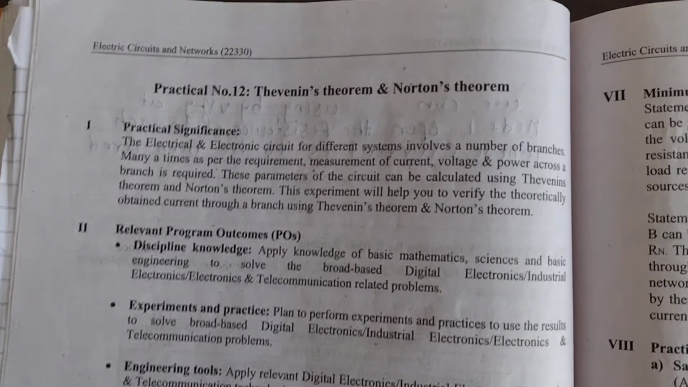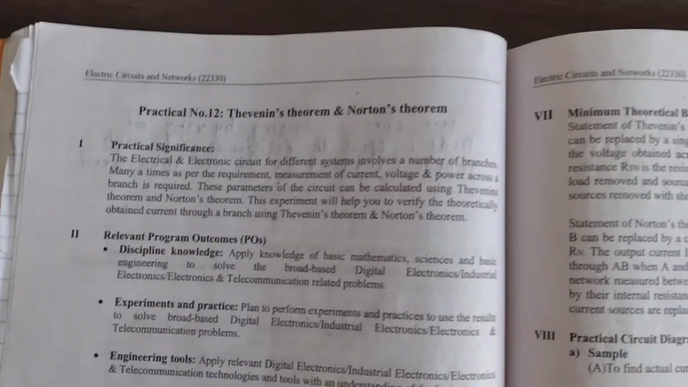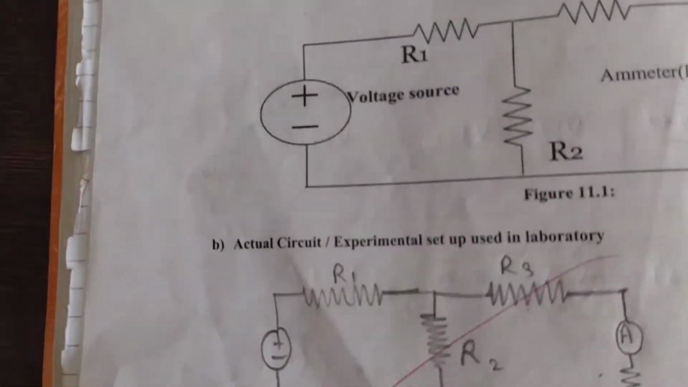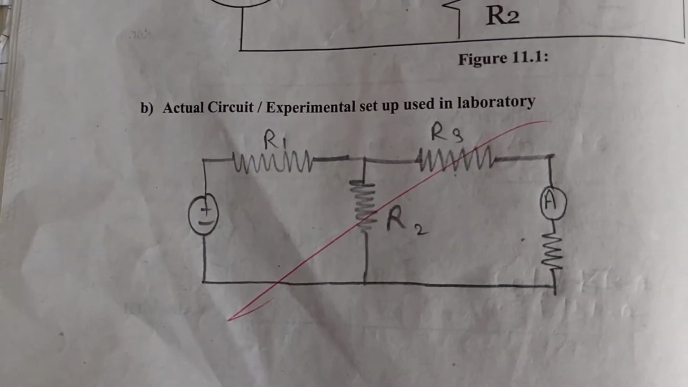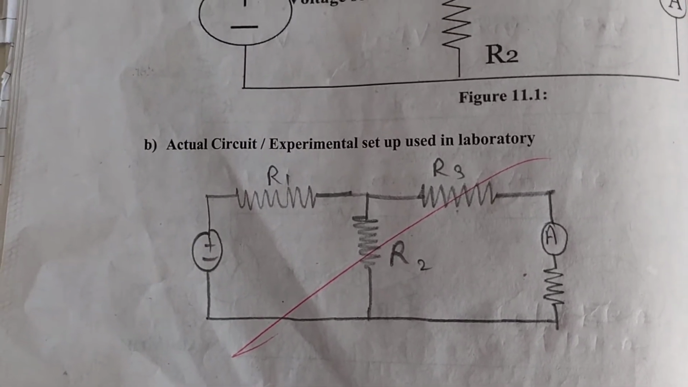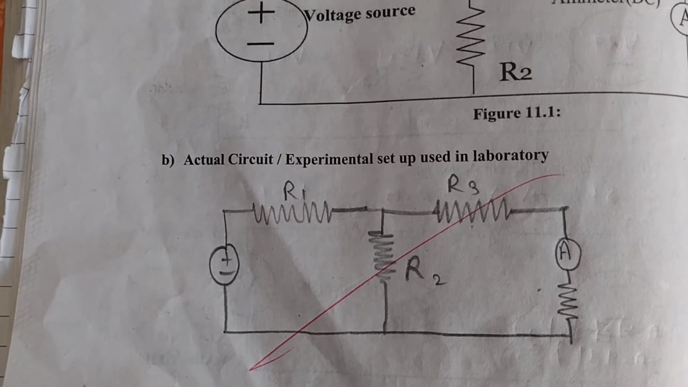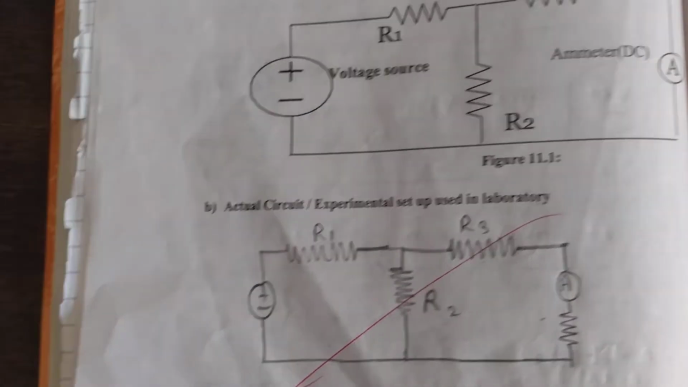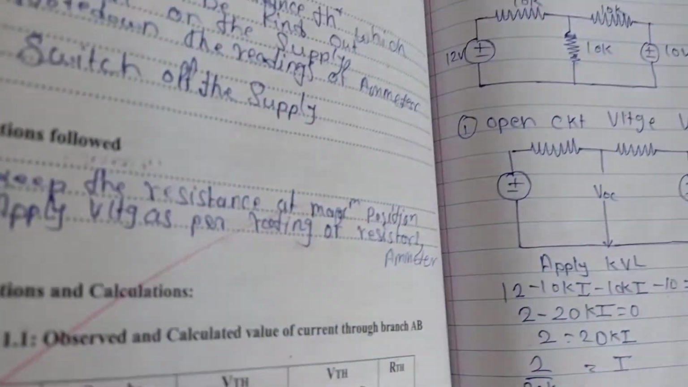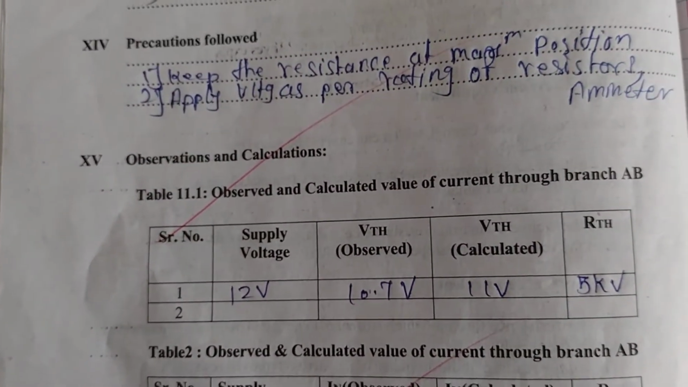Today we are going to perform practical number 12, that is Thevenin's theorem. This is the actual circuit diagram of this practical. Here one voltage source, three resistances, that is R1, R2 and R3, then one ammeter and one load resistance are connected. This is the observation table for this practical.